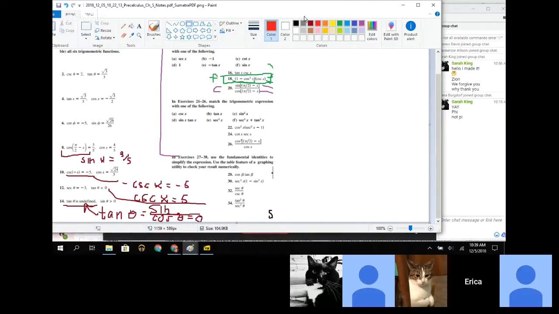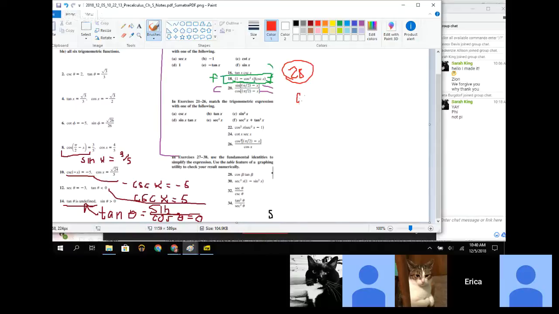All right, so use the fundamental identities to simplify your expression. Use the table feature to check your result numerically. You could also just look at a table or a graph. Either one would be okay. So what I mean by this is if you're doing these problems, you want to be able to check and make sure that you're doing them correctly, because you're basically simplifying trig functions, right?